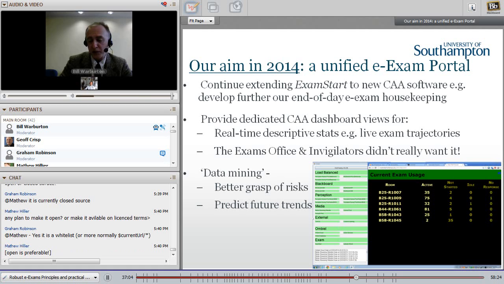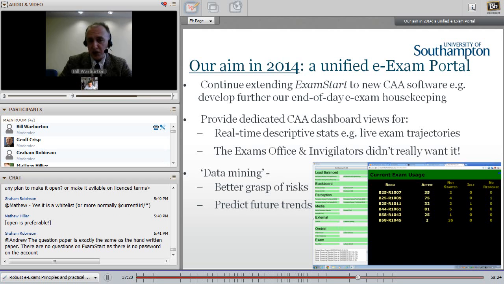So that caused a certain amount of toing and froing, and it's something which we are very anxious to avoid a repetition of. When we looked at these dedicated targeted dashboard views, it turned out really that the exams office and the invigilators didn't particularly want this, and we didn't see much point in providing something that people didn't want, so we're going to keep our powder dry on that until they do want something from us.